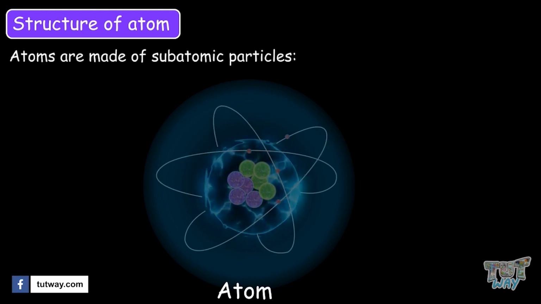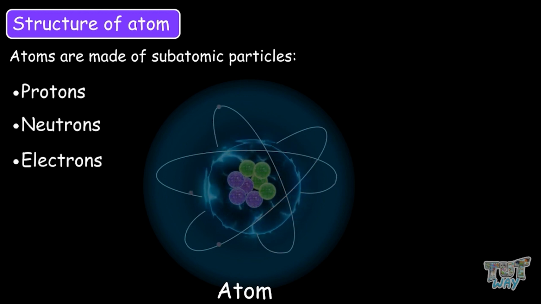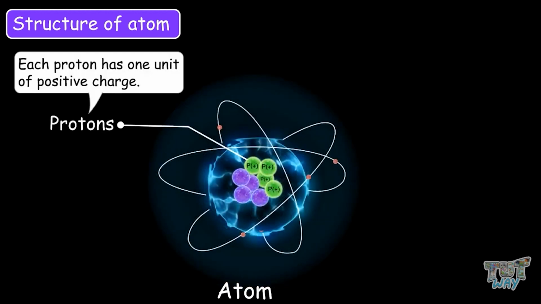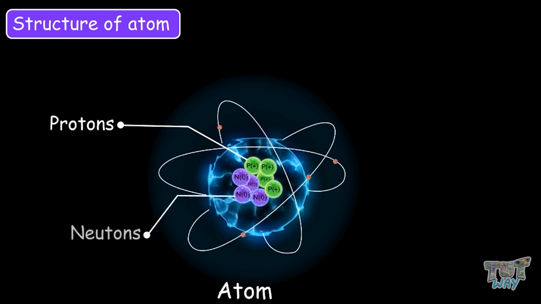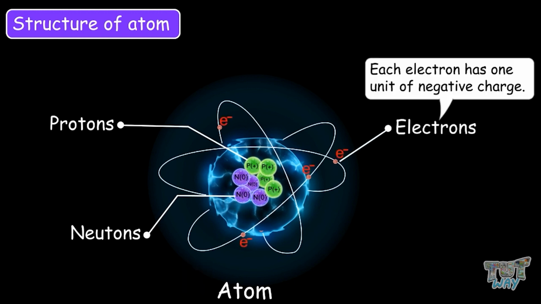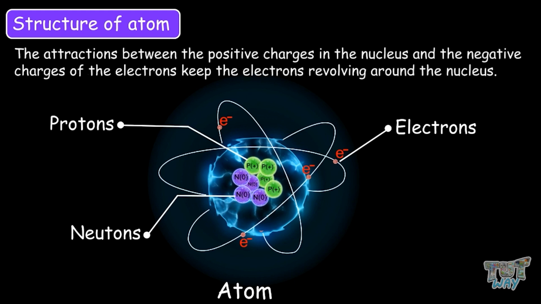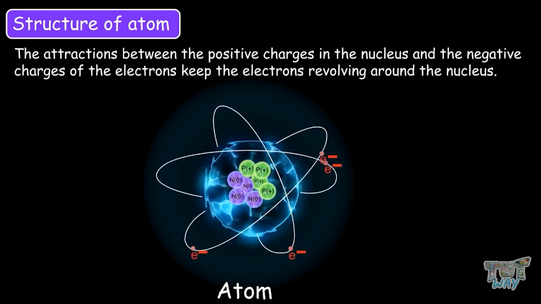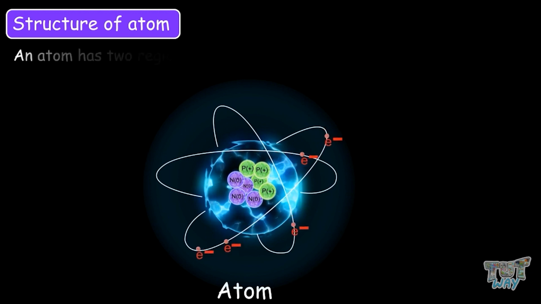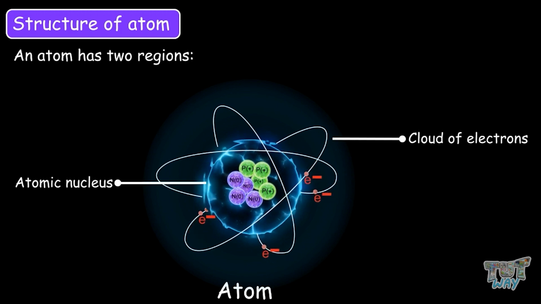Atoms are made up of subatomic particles, which are protons, neutrons, and electrons. Each proton has one unit of positive charge, and neutrons are electrically neutral. And each electron has one unit of negative charge. The attractions between the positive charges in the nucleus and the negative charges of the electrons keep the electrons revolving around the nucleus. So, an atom consists of two regions, atomic nucleus and the cloud of electrons.